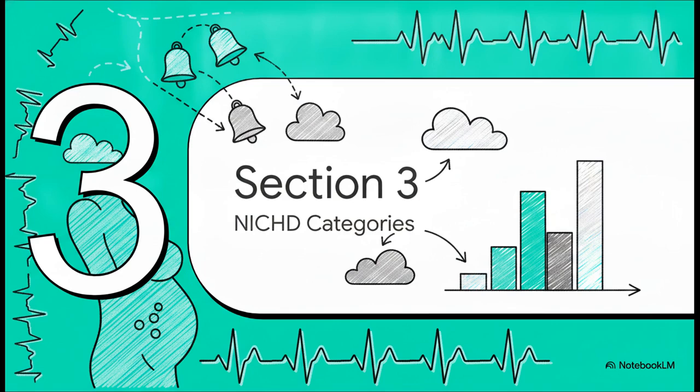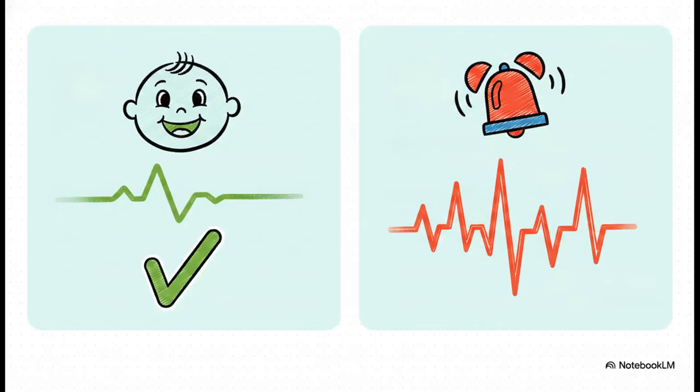That brings us to Section 3, the NICHD categories. This is truly a tale of two extremes. Category I is your gold standard, perfectly normal tracing. Normal baseline, moderate variability, absolutely no late or variable decelerations. It just means routine care.